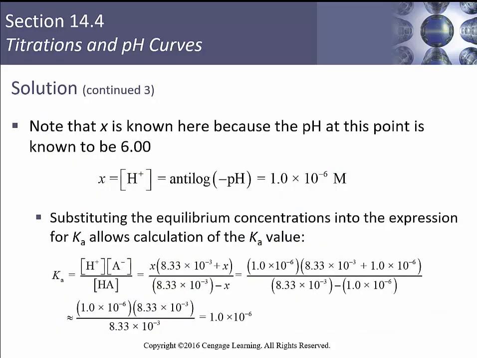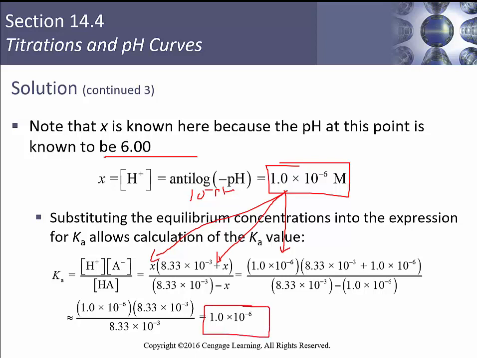Note that x is known here because the pH of this solution was 6. So we're going to do x is equal to our H plus concentration, which is 10 to the minus pH, 1 times 10 to the minus 6. Substituting that back in, we know that our 1 times 10 to the minus 6 is going to be x. Right, so everywhere we've got that x, we're going to substitute that in. Right, and we're going to find our Ka is going to be 1 times 10 to the minus 6. Right, pH is equal to pKa.